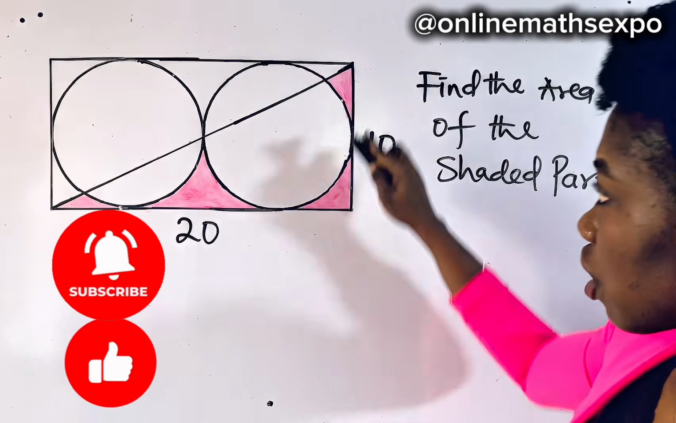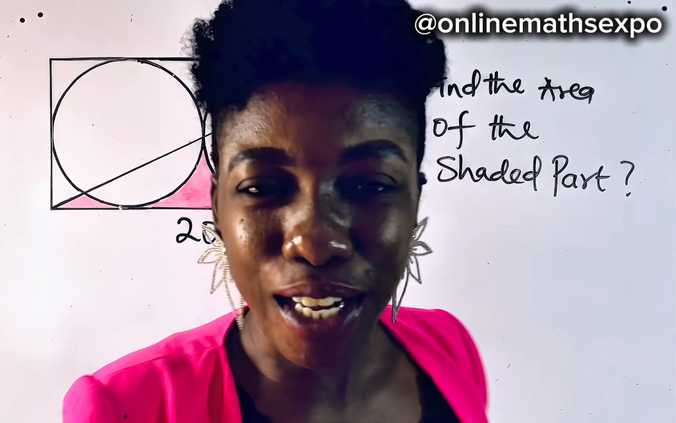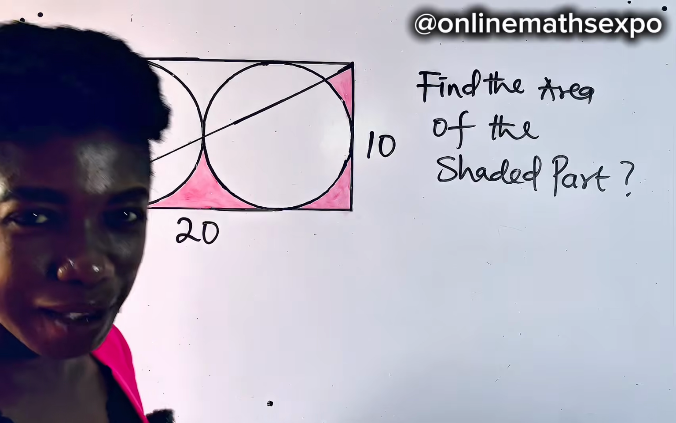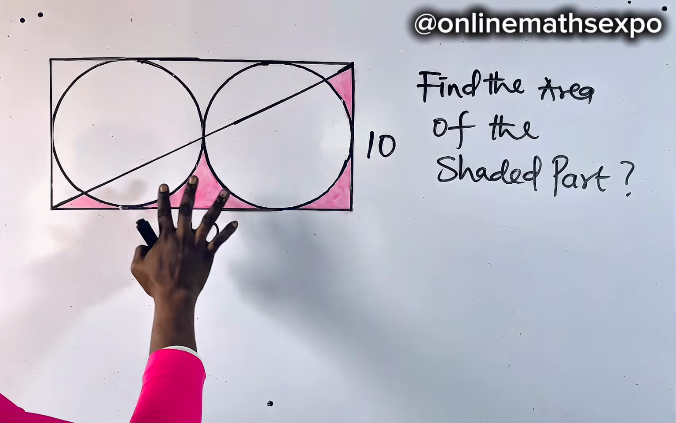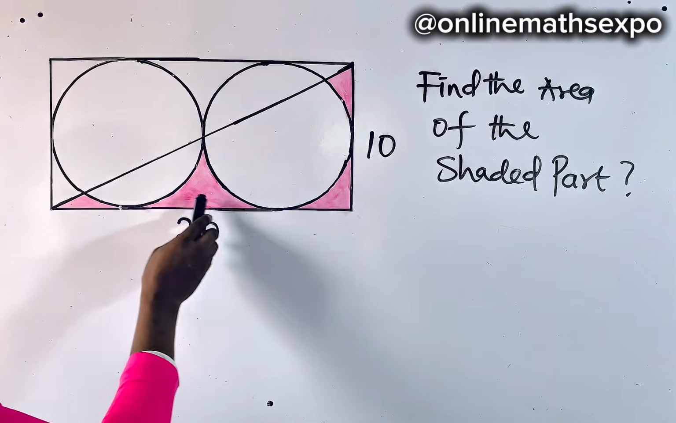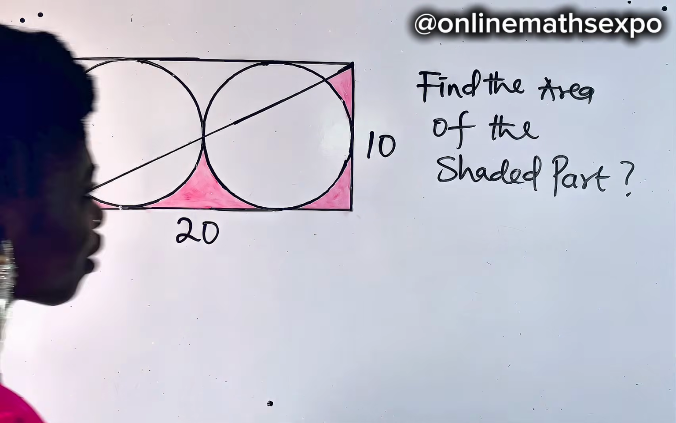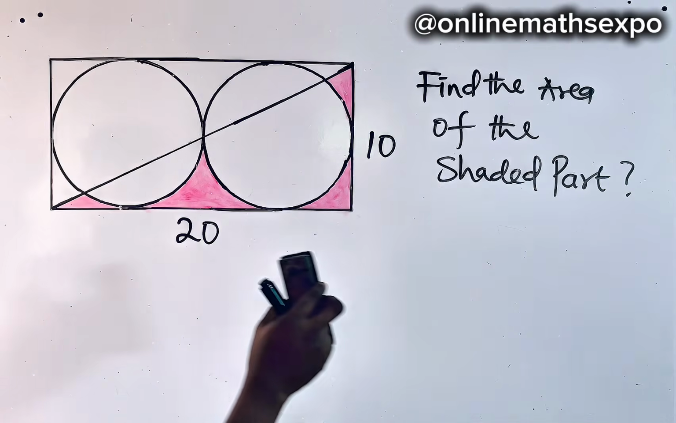Now you can see the shaded part. So how do we find this area? Let me show you something you need to grab. Now looking at this shape, you see that the shaded parts are this, and this is the area you want to find. Now, how do you find this area? Just look at this, watch.